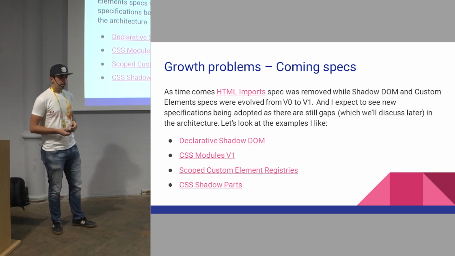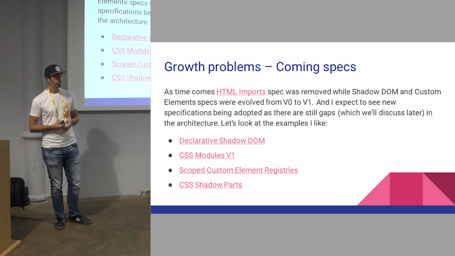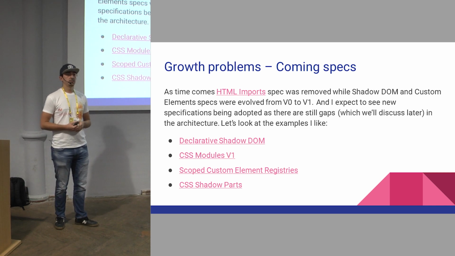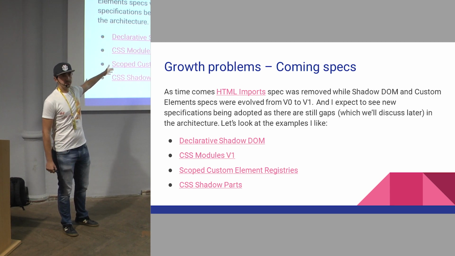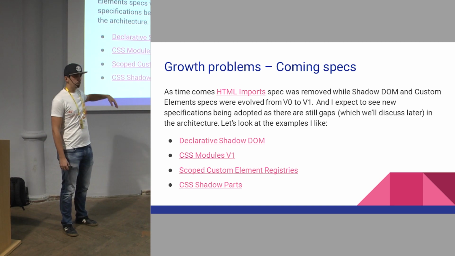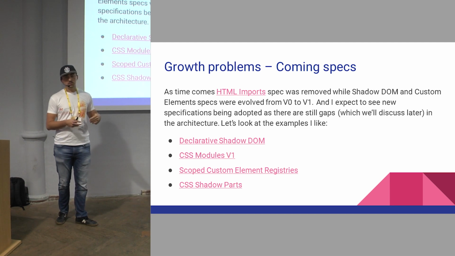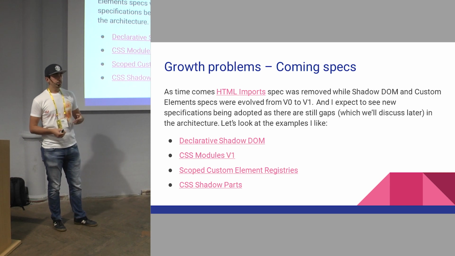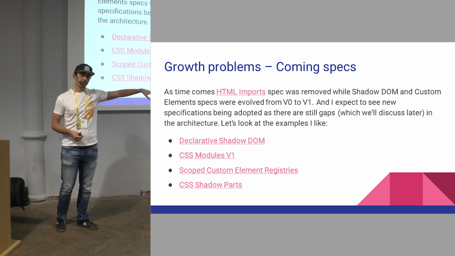And the next example of the youngness of the technology is the coming specs. There are going to be at least 4 coming specs for web components that would simplify development and use of the components and would increase flexibility of the technology. So we will review the first three of them in the next slides.